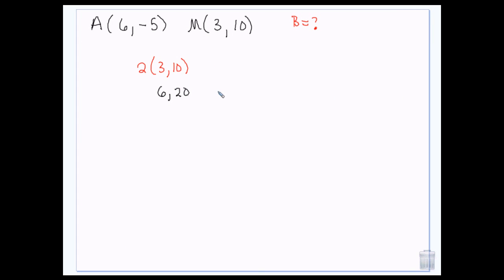Okay, so I did 2 times the m, which gave me the 6, 20, right? But I need to subtract 6, negative 5 from that. So this is 2m minus a. So I'm doing 2 times the point m, and then I'm subtracting a from it. And that'll give me b. So 6 minus 6 is 0. 20 plus 5, because it's negative, negative, so that becomes positive, so that's 25.